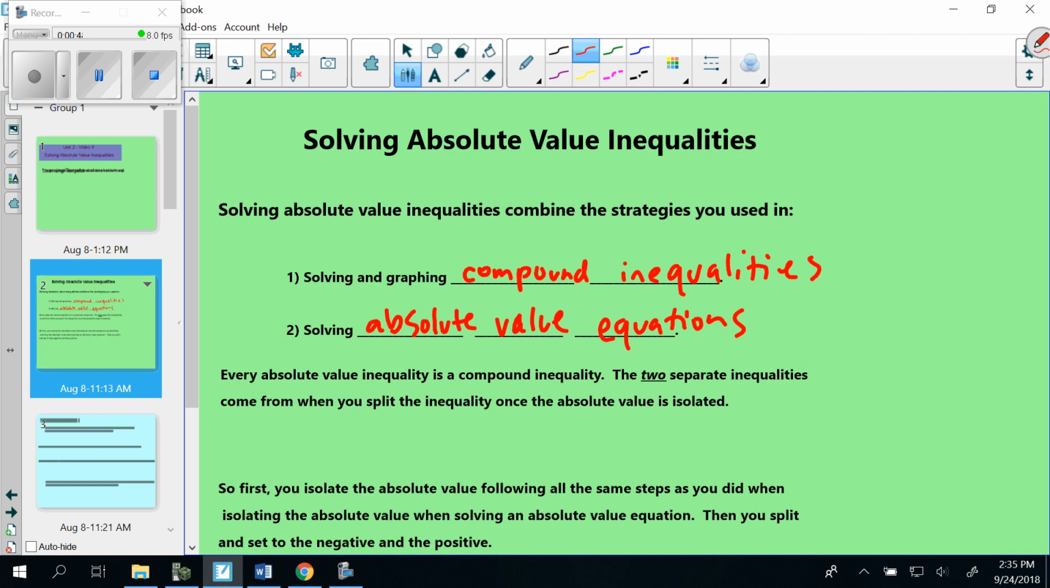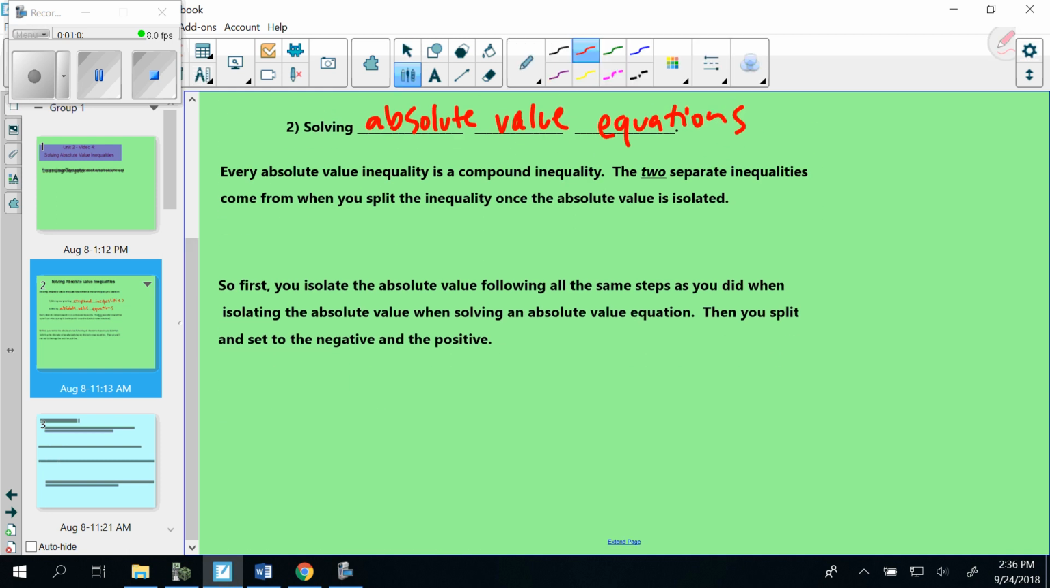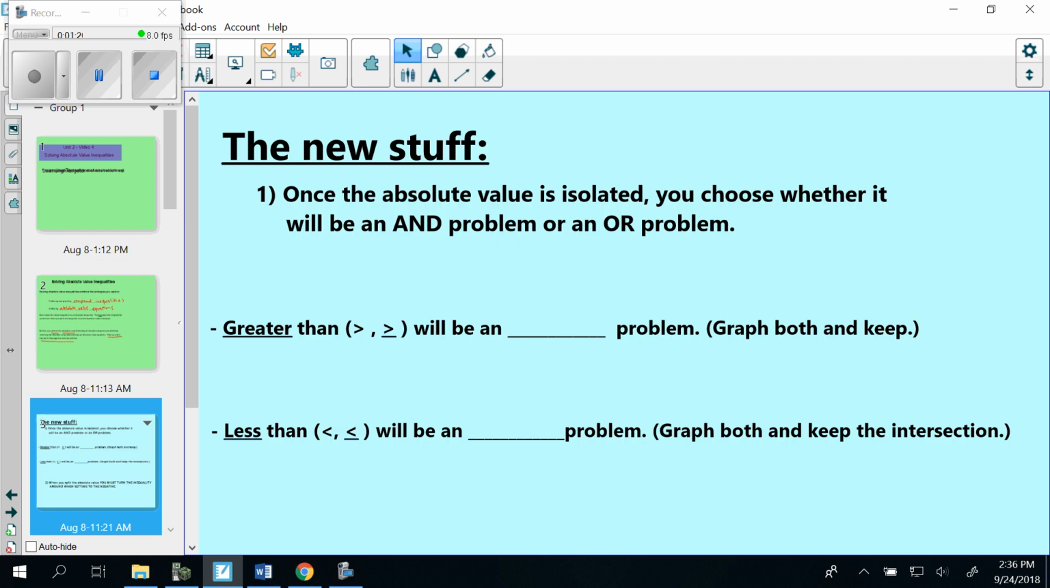Okay, every absolute value inequality is also then a compound inequality because it's two separate inequalities when you split the absolute value. So first thing we're always going to do, we want to, again, isolate that absolute value. Okay, get that absolute value part of the problem by itself. Follow the same steps you did when it was an absolute value equation, and then you split it up into the negative and positive values. Okay, so here's the new stuff that you need to know.